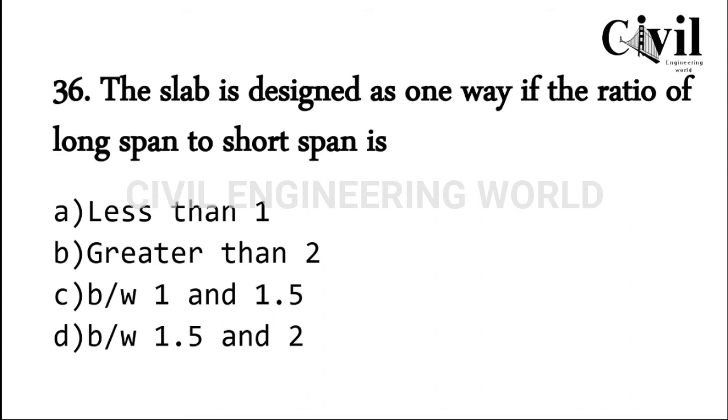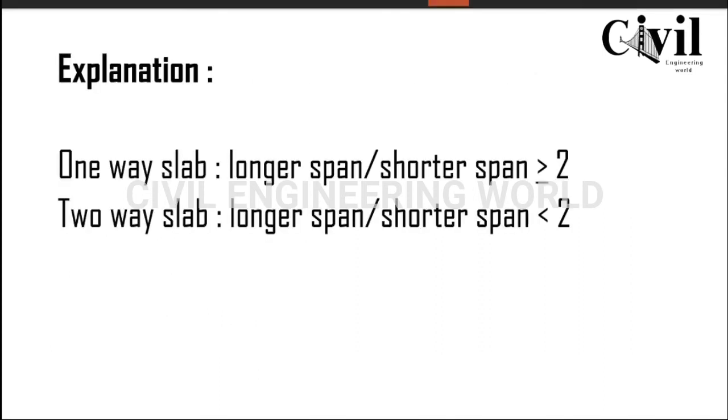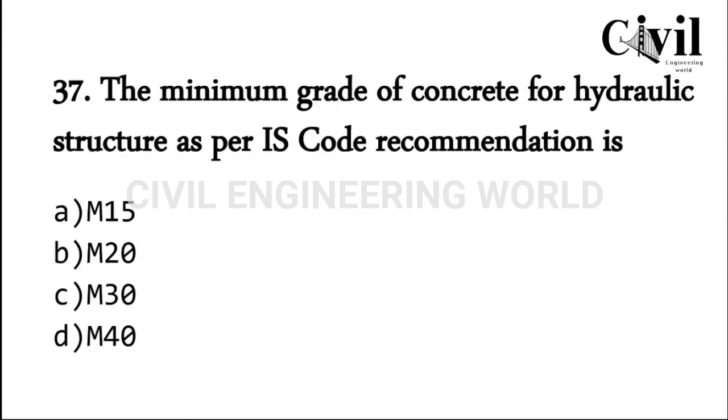Okay, so here we have formula longer to shorter. If it's greater than 2, then it is one way, and if it's less than 2, it is two way. Even if it is equal to 2, it is also one way slab. Okay, so here we have already found that B is the answer. So next, the minimum grade of concrete for hydraulic structure as per IS code is M30. So for RCC structures it is M20.